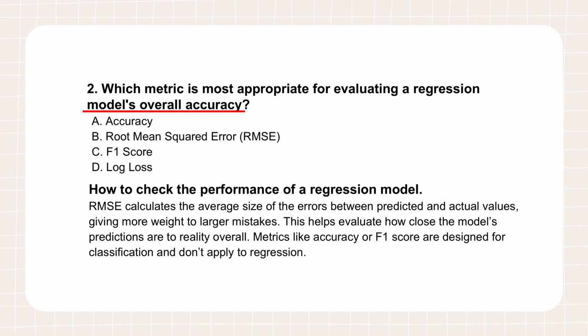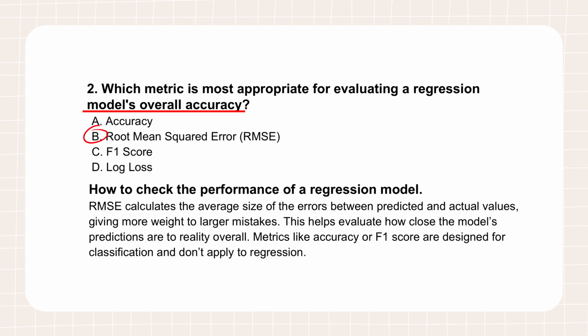Exactly. Not predicting a category like spam or not spam. Yeah, that's classification. Got it. So for regression, the options given for the best overall accuracy metric were plain old accuracy, root mean squared error, or RMSE, F1 score, and log loss. And the source says the answer is RMSE, root mean squared error. Okay, RMSE sounds a bit technical. What does the source say it actually does?